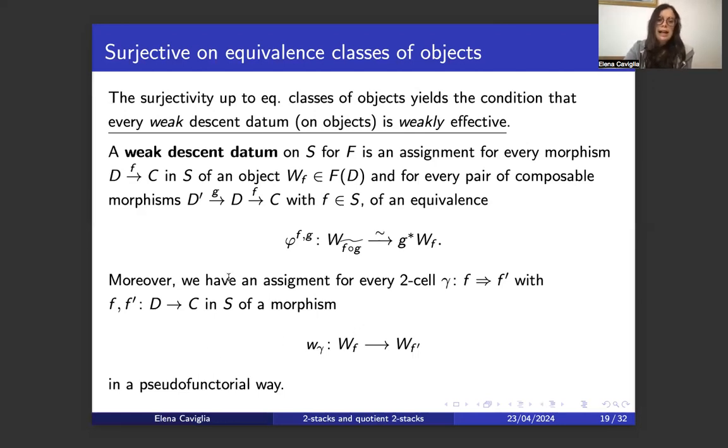And then again, since we have a two-dimensional sieve, a bisieve, we need to have an assignment also for every two-cell. So for every two-cell gamma from F to F prime, we will have a morphism of this form, W gamma between WF and WF prime. And these morphisms are given in a pseudo-functorial way. So the assignment respects composites and identities up to isomorphisms, at least.